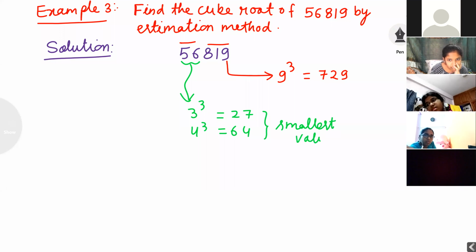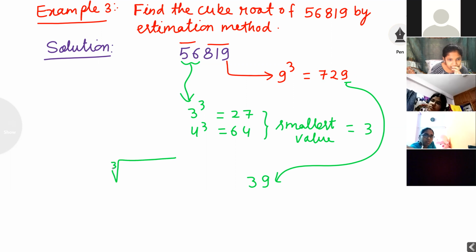The smallest value is 3. From the right side the number will come 9, and from the left side the digit will come 3. The answer is 39. Cube root of 56819 is nearly equal to 39. I hope, students, you got it.